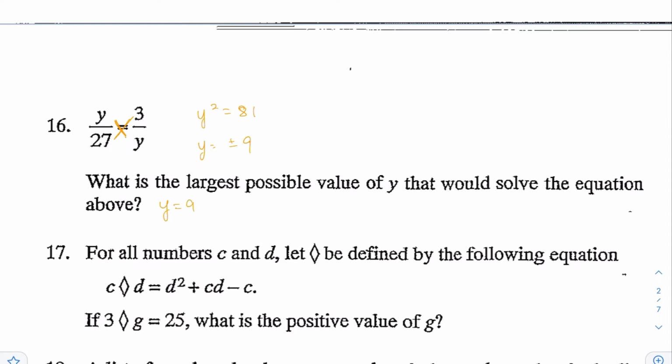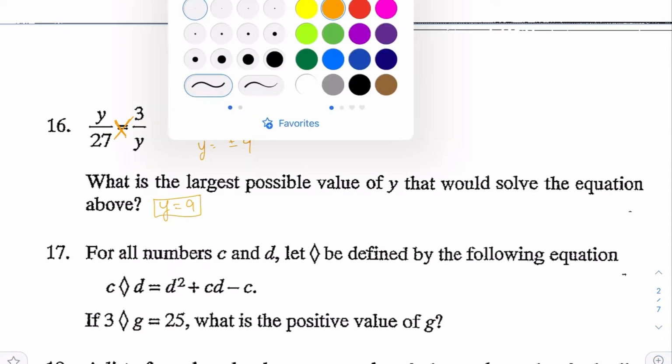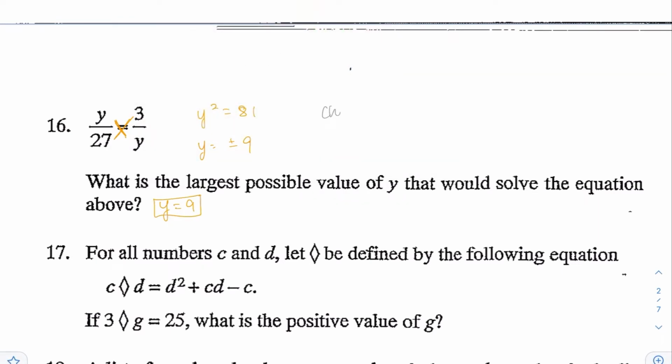y equals positive 9. Now you can also check your work by substituting back in y equals 9. 9 over 27 would be equal to 3 over 9. So everything does check out. They're both equal to 1/3.